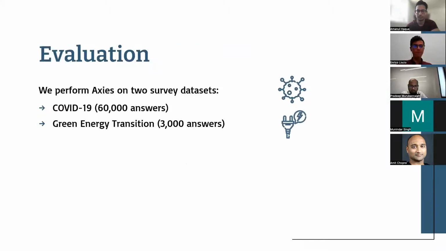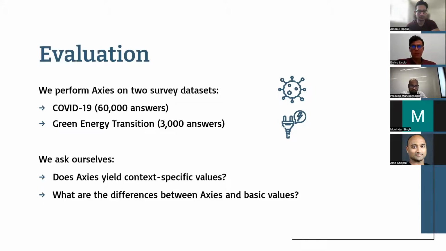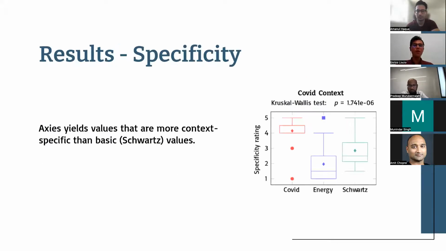So to keep it quick, we have evaluated this on two data sets to compare the context-specific values that came out of it, one about COVID-19, as I said, and one about green energy transition. And what we investigated is the context specificity of these values compared to the basic human values, like Schwartz values, and the differences between these context-specific and basic human values. I'll go a little bit quicker since we already took a little bit too much time. The first answer is yes, Axies yields values that are more context-specific than basic Schwartz values. So values that are considered to be more relevant to the topic of discussion rather than general Schwartz values, according to the experts that answered our experiments.